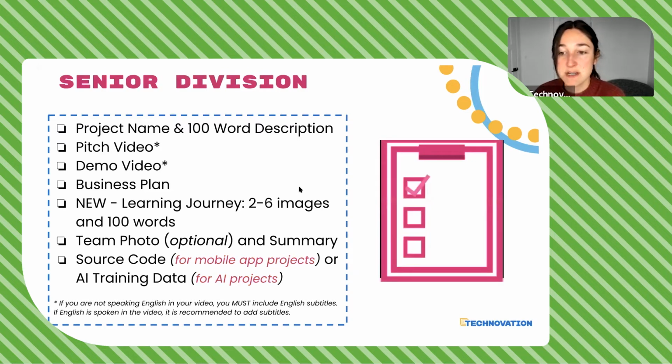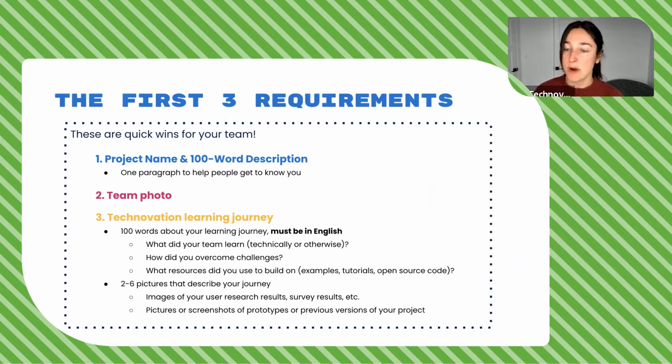And then for the senior team, again, it's going to be the same requirements, but instead of that user adoption plan, it's actually going to be the business plan. And same thing, the curriculum is going to be your best friend in this case to go through and use our guidelines for how to fill out the business plan. It's 5 to 10 pages, and we'll look at that in a little bit as well. This also will have that learning journey component, the 2 to 6 images and 100 words that you'll be submitting as well.